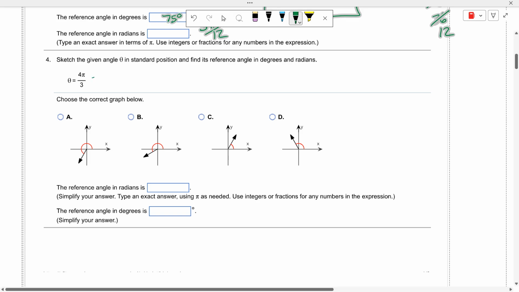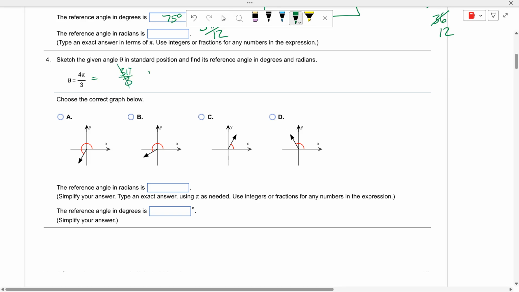Well, 3 pi over 3 is pi, which is 180 degrees, right? So 4 pi over 3 should be past that somewhere. How far? Well, it's either A or B. Now, luckily, you have the unit circle that you have been given. 4 pi over 3 is on the unit circle. And if you look close enough, it looks more like A than B.